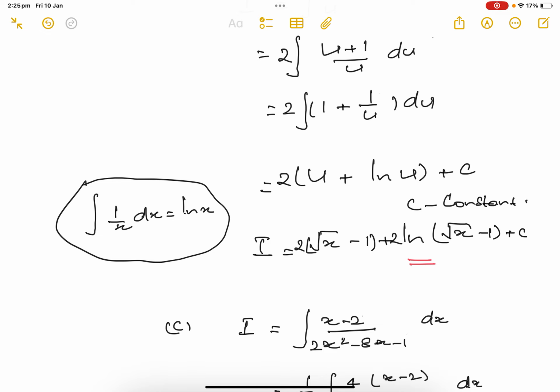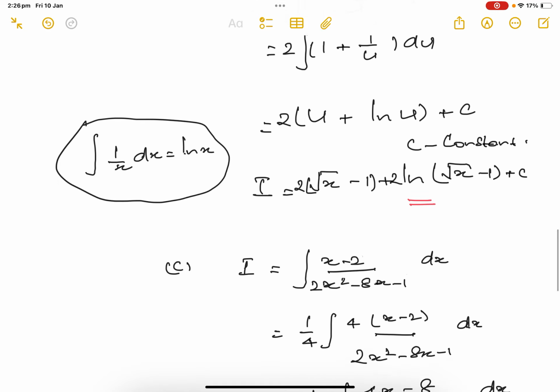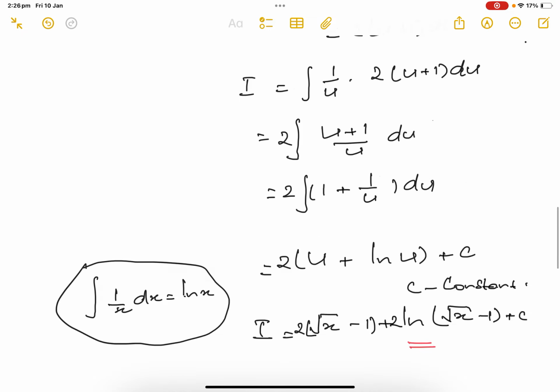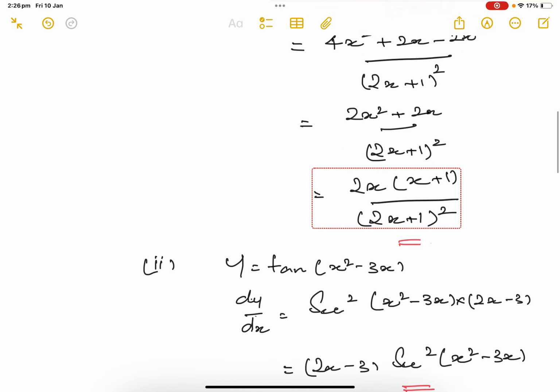C is the constant. So let's go back and substitute back to x. I equals 2 times root x minus 1, plus 2 ln of root x minus 1, plus c. That's the final answer. Let's go to part C.